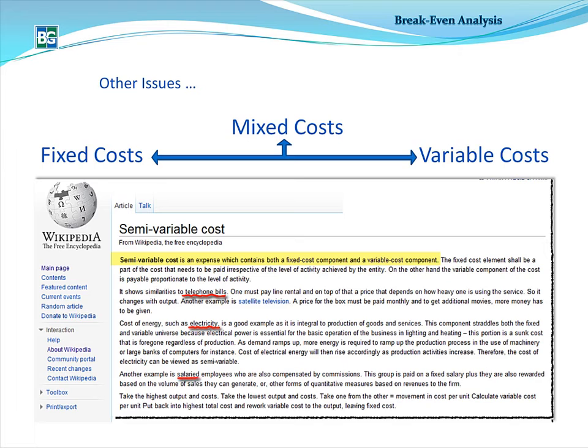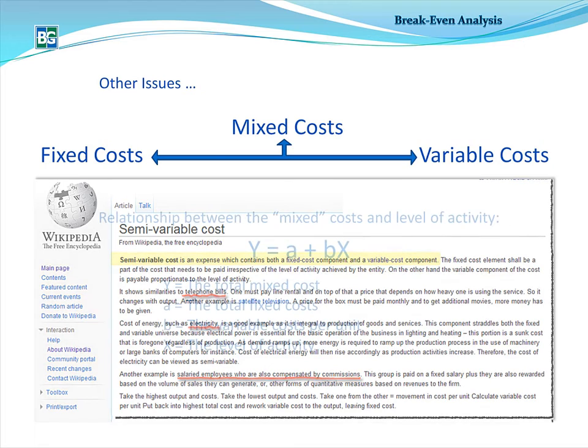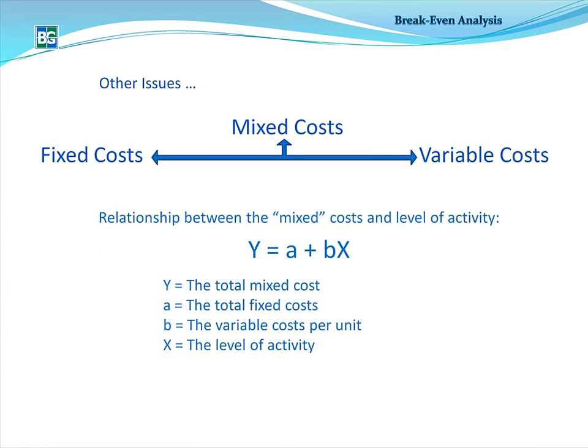Another example is salaried employees who receive pay plus commissions based on the volume of sales. There is a formula to show the relationship between the mixed cost and the level of activity. In essence, the fixed portion is the cost at a zero level of activity for its availability, and the variable costs are the incremental increase based on the particular unit.